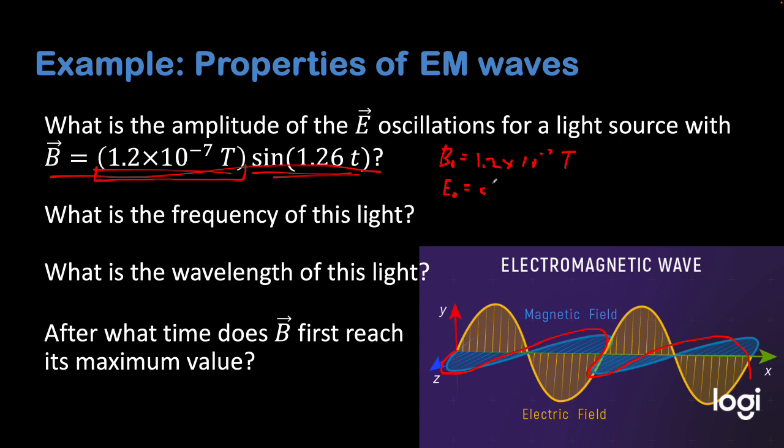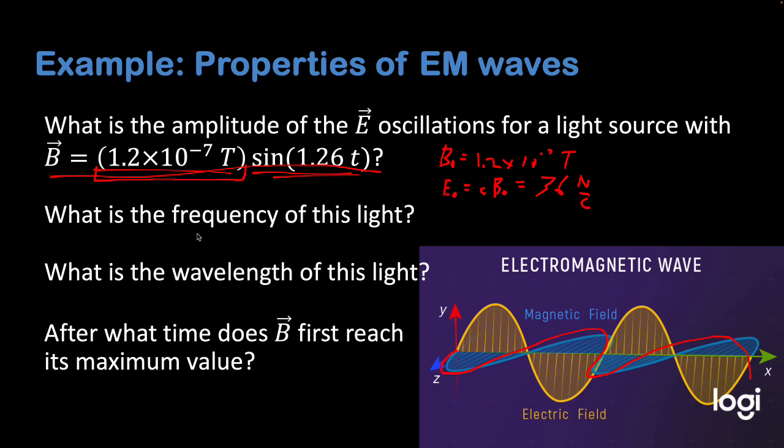So if we want to know the amplitude E naught based on this, it would be C times B naught, and that's going to be 3 times 10 to the 8 times 1.2 times 10 to the minus 7, which is about 36, and that would be newtons per coulomb electric field. So that would be the answer to this first one, that we know the E oscillations would be related to the B oscillations by this, and so we could figure that out.